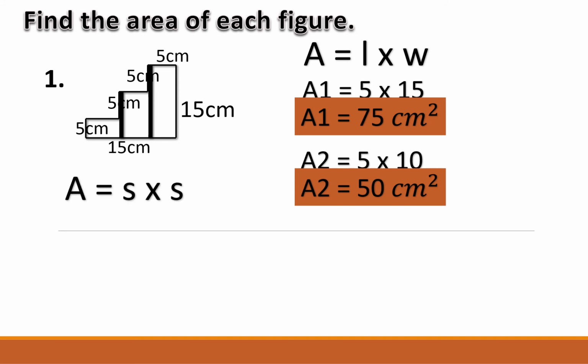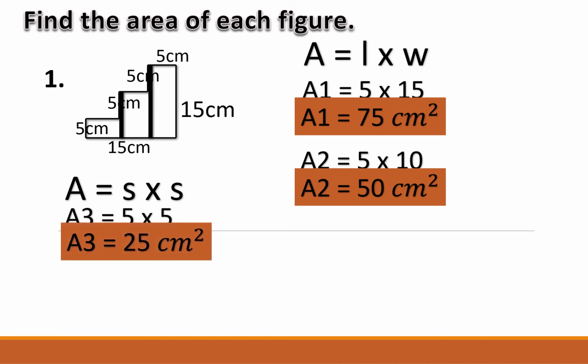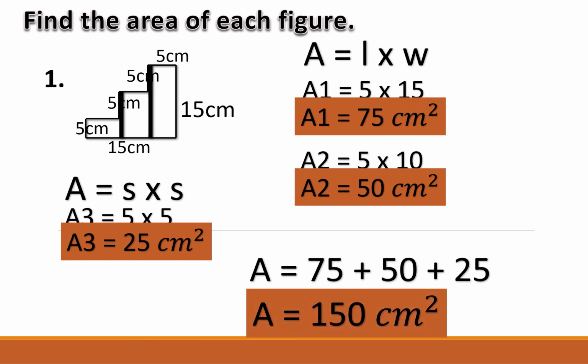In area 3, we now have a square, so it is side times side. The side is 5, so 5 times 5. Area 3 is equal to 25. To find the whole area, we add the three areas: 75 plus 50 plus 25 is equal to 150 square centimeters. So that is the whole area of that ladder going down.